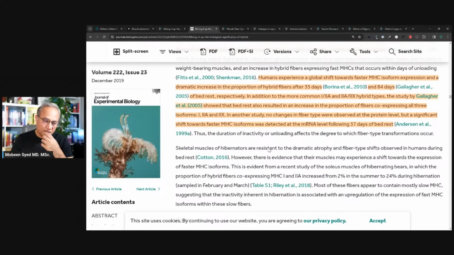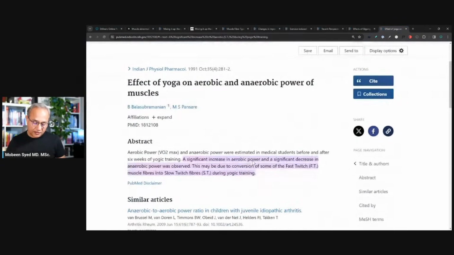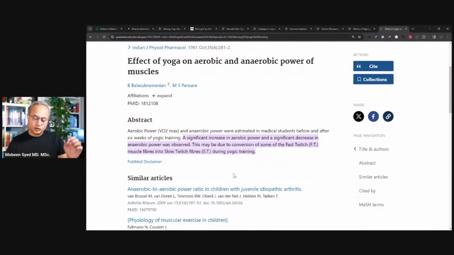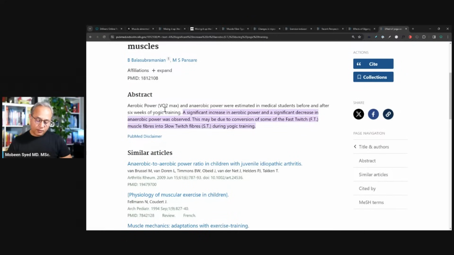So you must have a question in your mind, what should I do to start improving my fiber types? So according to these studies, slow movements like yoga, tai chi, qigong, that is the one. For example, let me just very quickly show you one study here. Effects of yoga on aerobic and anaerobic power of muscles. Aerobic power and anaerobic power were estimated in medical students before and after 6 weeks of yoga training.